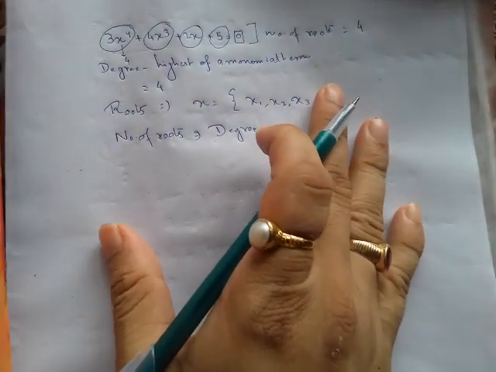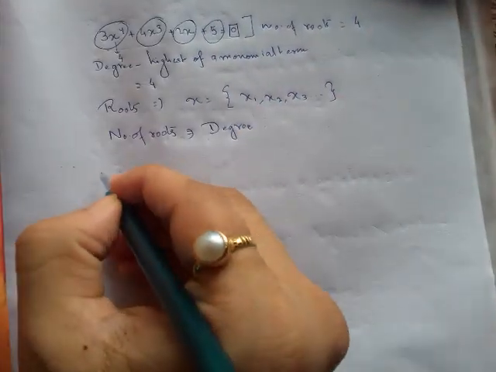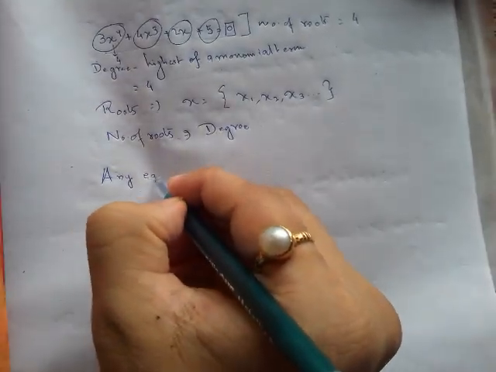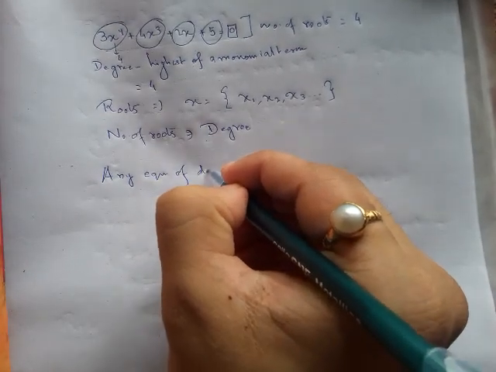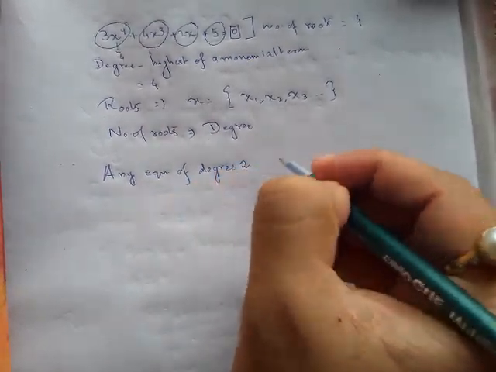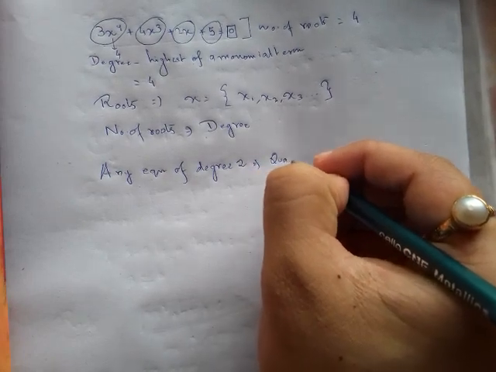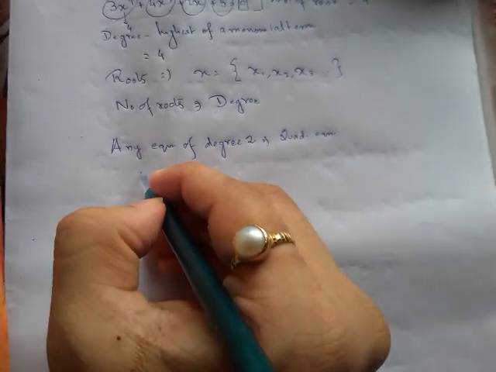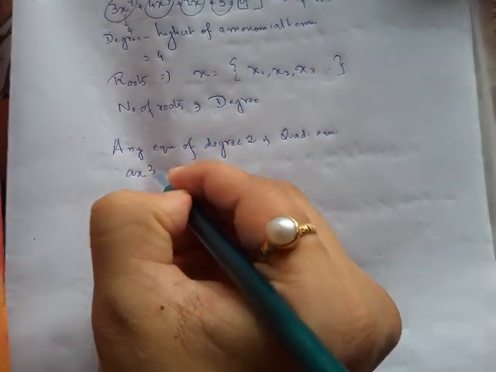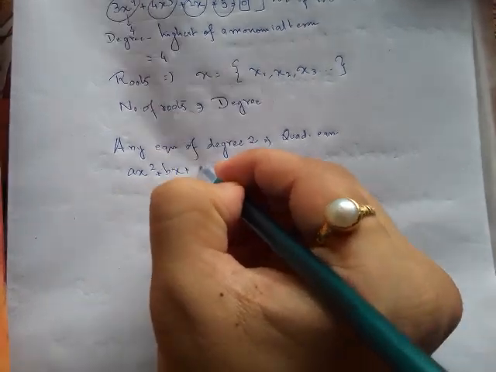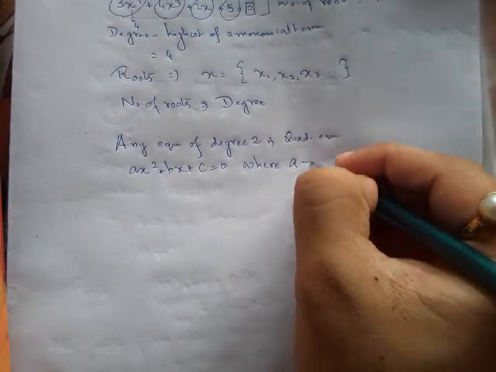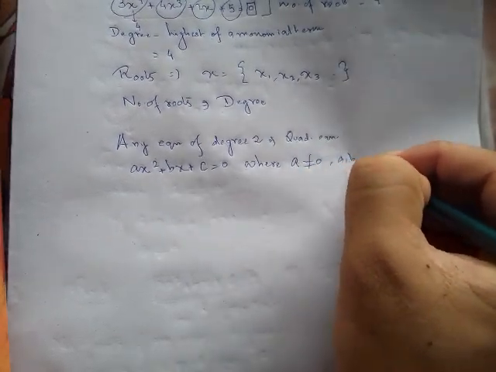Now let us see what is the definition of quadratic equation. Any equation of degree 2 is called a quadratic equation. Let us write down quad for short. The general form of a quadratic equation is given as ax square plus bx plus c equals to 0, where it is very important to specify that a is not equal to 0 and also a, b and c all belong to real numbers.